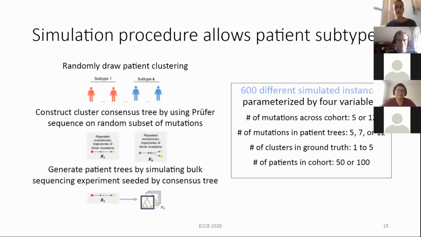So without getting into too much detail with the simulation procedure, which is all covered in our paper, I really just wanted to highlight that our simulation procedure tried to test, one, when there's no subtypes, so all patients are the same, which is really the model under which some of the other methods were developed, as well as evaluating ground truths where there are indeed subtypes. And so we varied the number of subtypes. And we did this under a number of different parameterizations, and we had over 600 simulated instances in total.